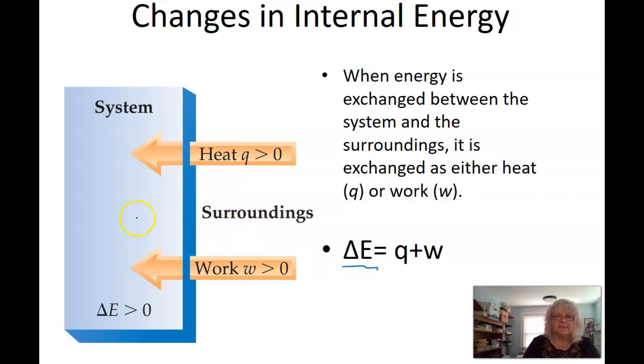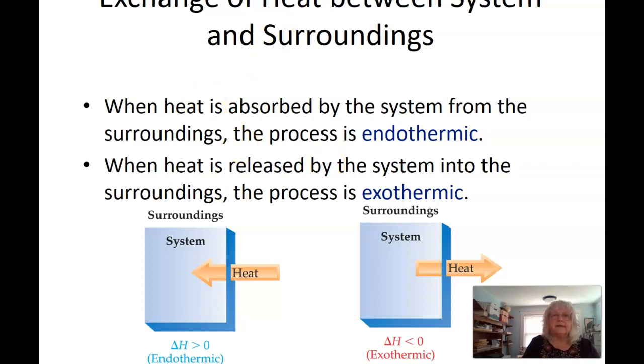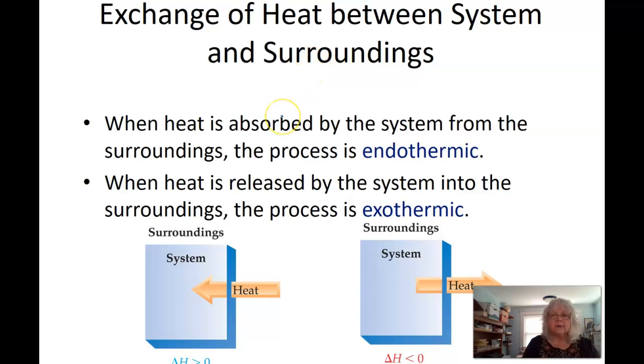Anything that comes out of the system, so if my system releases heat, it goes the other way, then it's going to be negative. The same thing with the work. If the system does work, so if the work is done by the system on the surroundings, it would also be negative. Specifically, when we talk about the heat that's absorbed by the system, we frequently refer to a system as being endothermic or exothermic. So when it's endothermic, that means that heat is being absorbed, and when it's exothermic, that means that heat is being released.